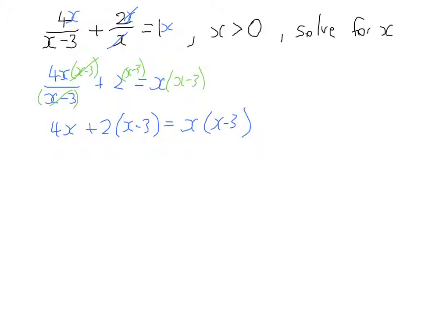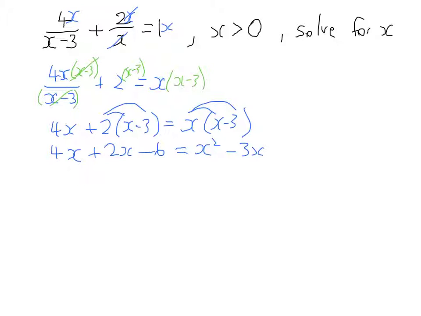And what I'll do now is I'll expand out those brackets. So we have 4x plus 2x, so that's 2 times x is 2x, 2 times negative 3 is negative 6, is equal to x squared, and take away 3x. Make that look a bit more like a 2. Fix that one up. Don't you hate messy writers?